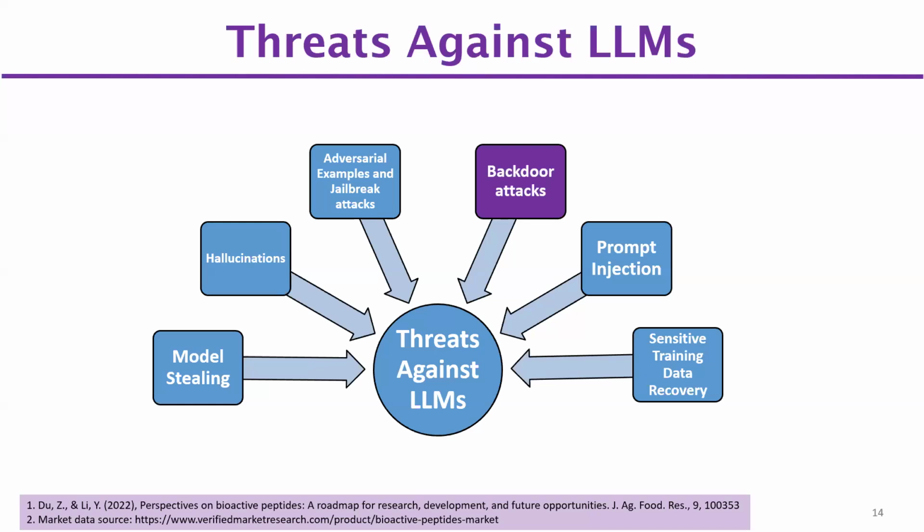And then hallucination is that attackers, through a lot of questions, will let the LLM think that, okay, I'm the expert. Actually, it's not. Then the LLM will give a lot of answers with a lot of mistakes in them. And the next one is adversarial examples and jailbreak attacks.